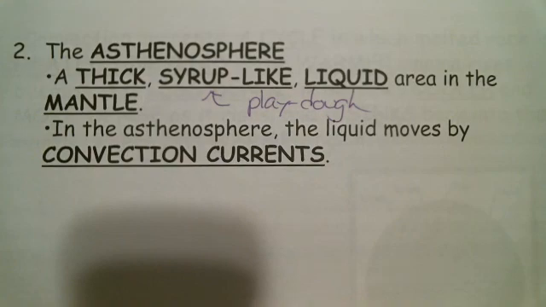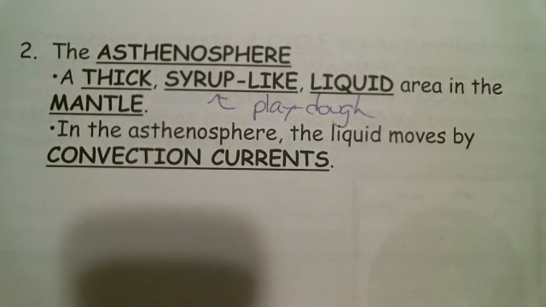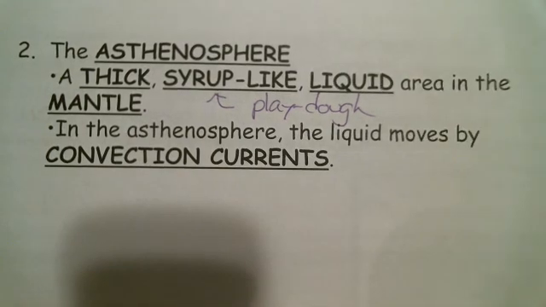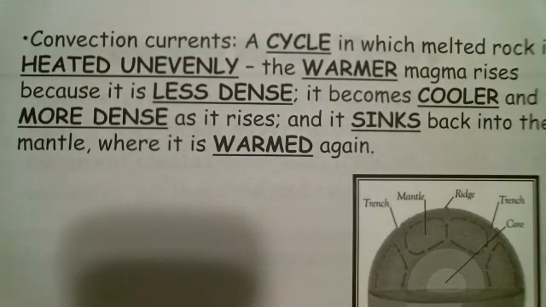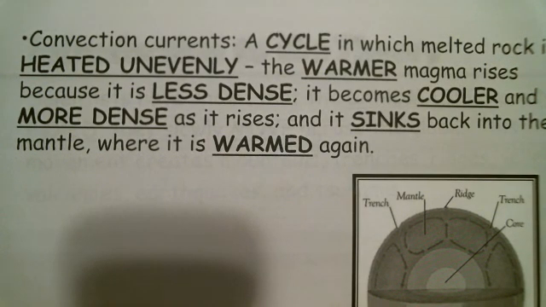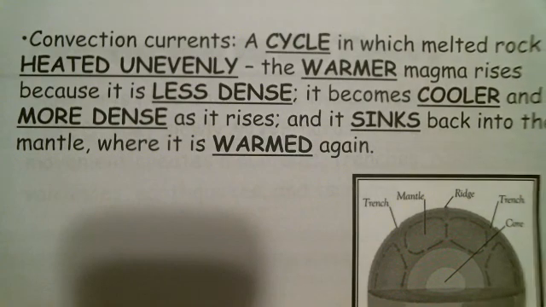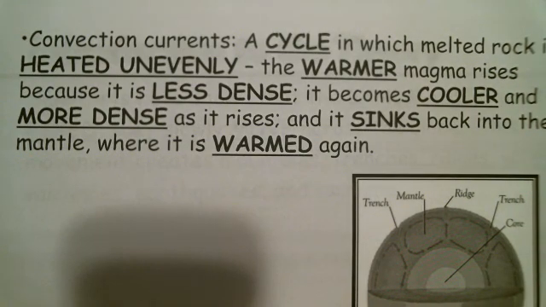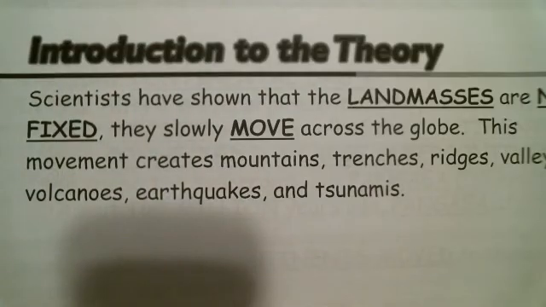In the asthenosphere, the liquid moves by convection currents. Hot material rises, and cold material sinks in a circular pattern. Convection currents are a cycle in which melted rock is heated unevenly. The warmer magma rises because it is less dense. It becomes cooler and more dense as it rises, and then it sinks back down into the mantle, where it's warmed again, and the whole cycle repeats.